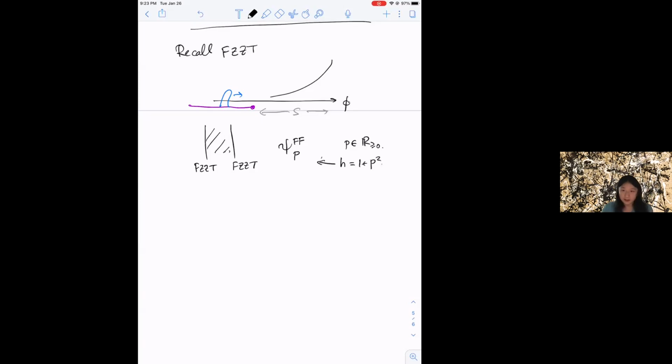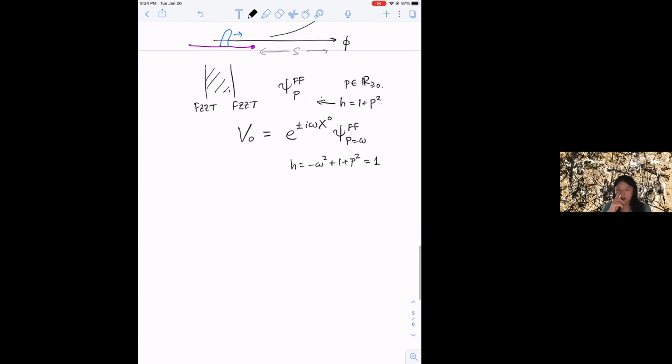Sorry, there's this Liouville vertex operator. So the open string vertex operator can be written, up to some normalization, as e to the plus minus i omega X naught, as a boundary operator, boundary normal ordered, psi P. In this case, I want to take P to be omega because the weight is minus omega squared plus 1 plus P squared, and I want this to be equal to 1, and this to be on shell. Okay, so we can calculate open string amplitudes in the usual way.